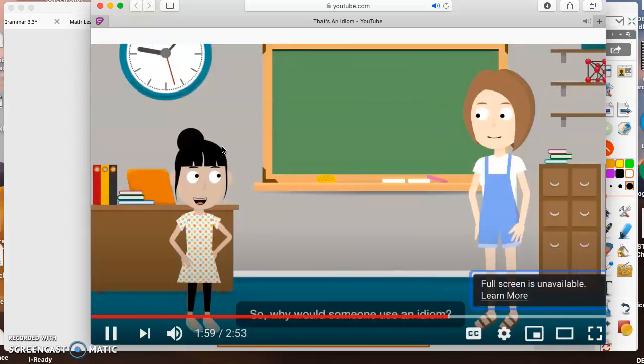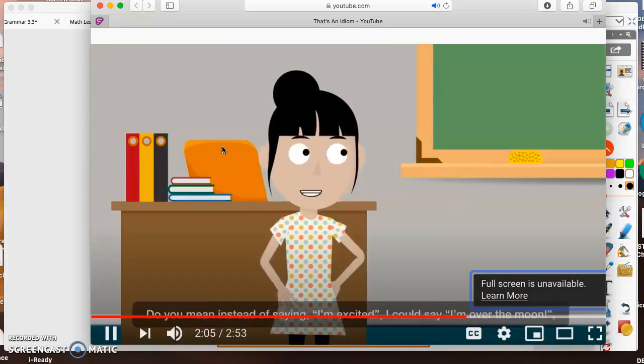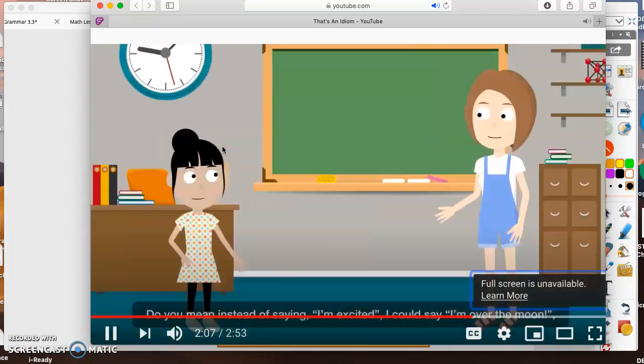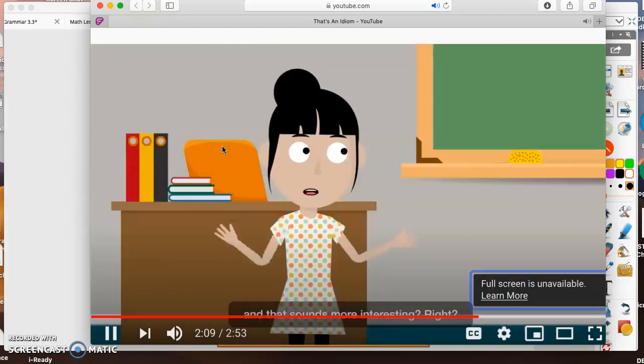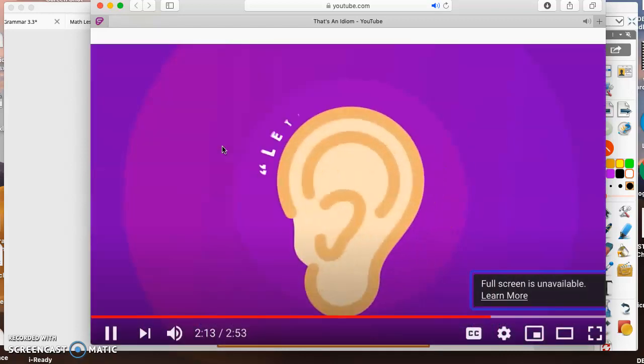So, why would someone use an idiom? Well, idioms make what you say or write sound more interesting. Do you mean, instead of saying I'm excited, I could say I'm over the moon? And that sounds more interesting, right? Exactly. You hit the nail on the head.